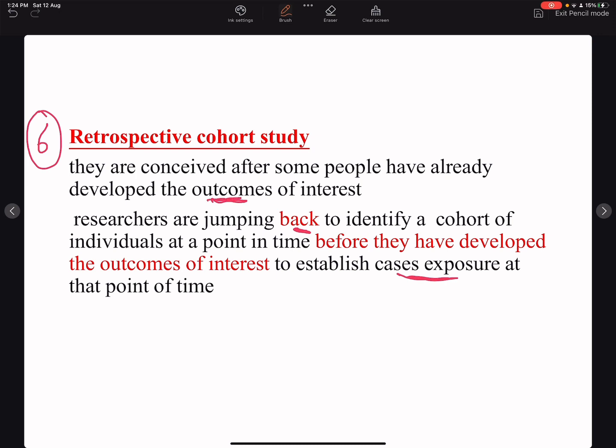For example, obesity. We are going to look for patients who already have diabetes type 2. Then we are going to look in the records for the factors related to obesity that show that this diabetes is due to obesity. The opposite is occurring in prospective cohort study. In prospective cohort study, we are going to follow up patients who are obese for the development of diabetes.